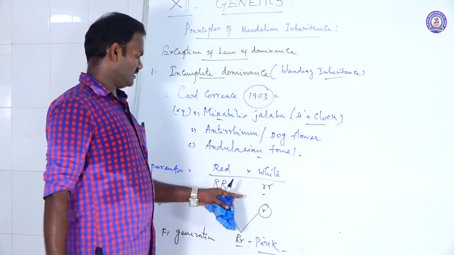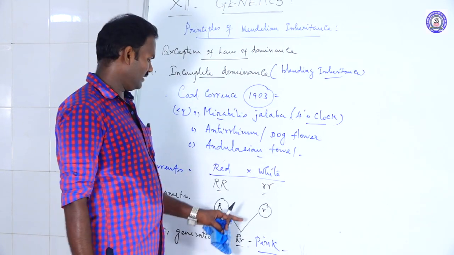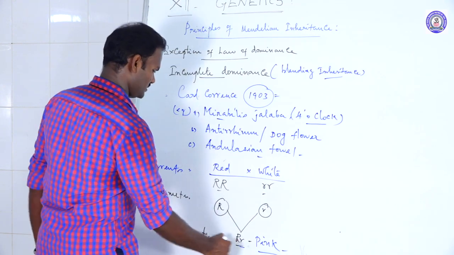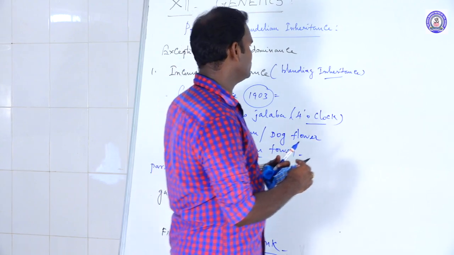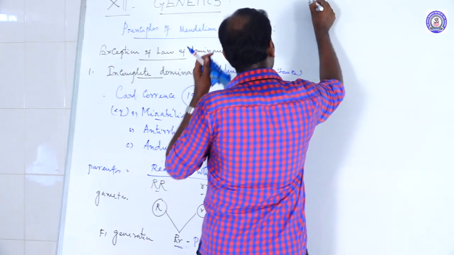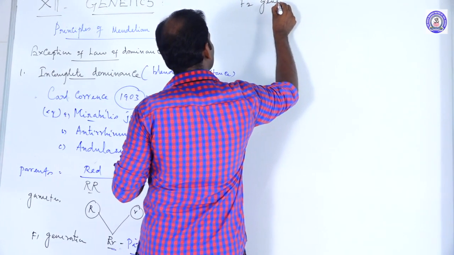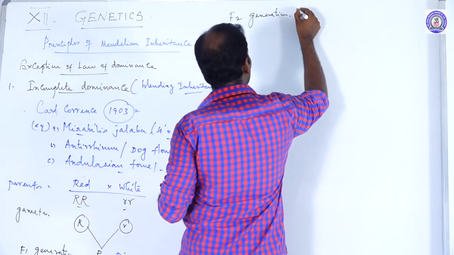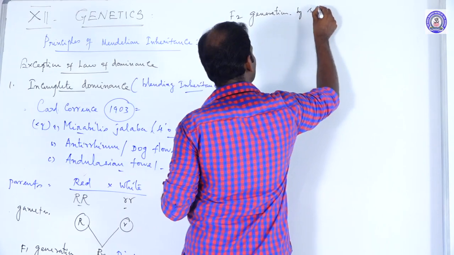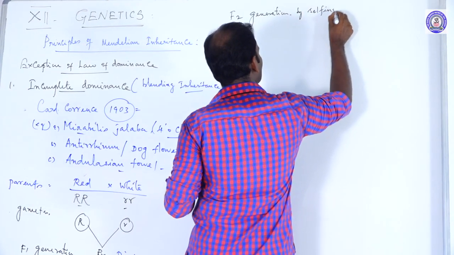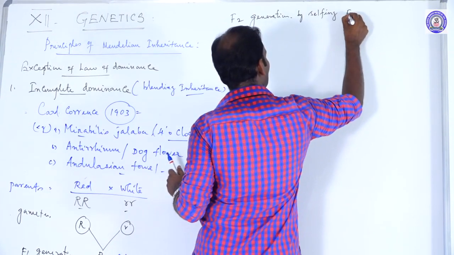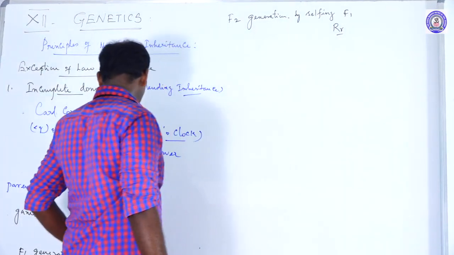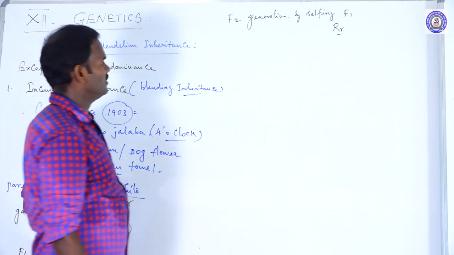I mean both the colors are blended together. Both the parental characters are blended together to appear as pink color flowers in the F1 generation. But in the F2 generation, by selfing of F1, we know that F1 is capital R, small r. It is a heterozygous pink color flower.